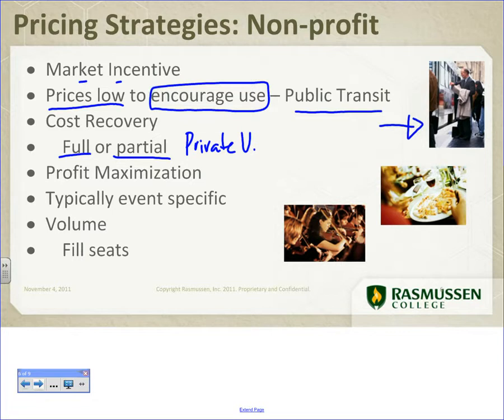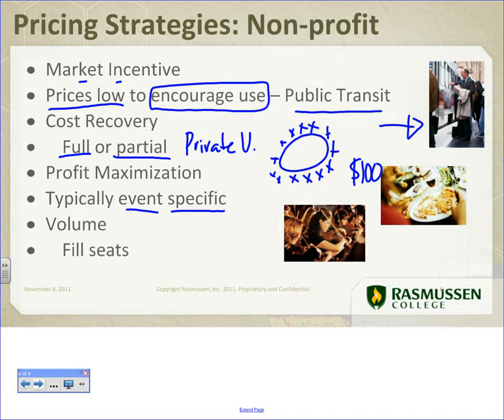There are times when nonprofit organizations are going to want to maximize profit. They're rare. They're typically event specific. A really good example of this are fundraisers with like $100 a plate fundraisers, or a fundraiser where they're selling a table and they're charging like 80 bucks per seat, and it's a table of 8 or 10, and so they're making X amount of money, and that money is going toward funding their services and their mission.